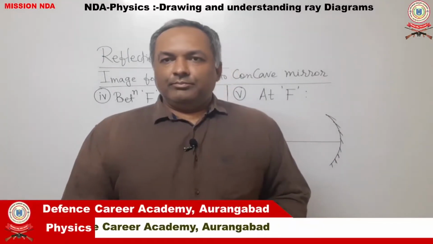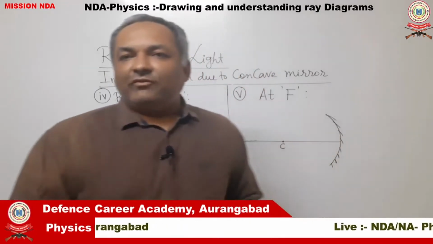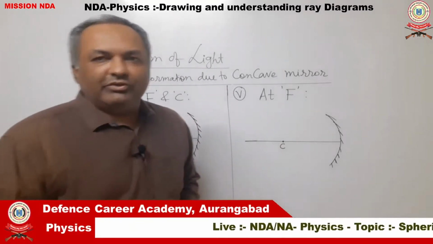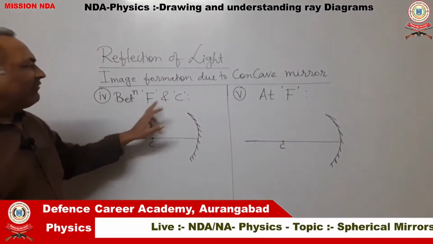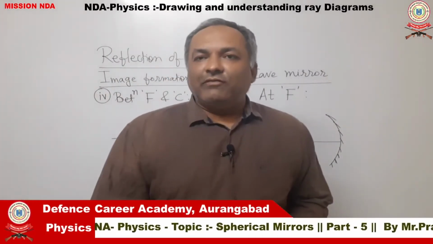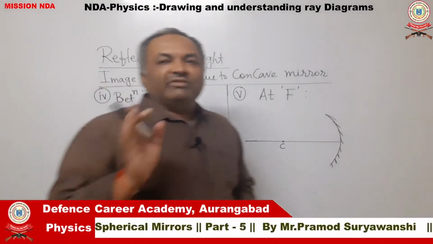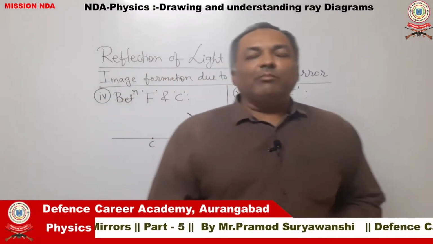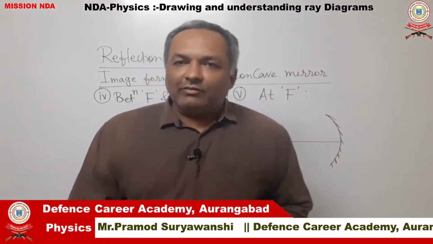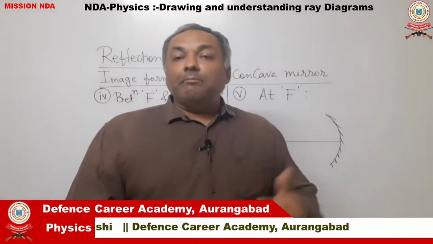Hello cadets. Now let's continue further the various types of image formations in case of a concave mirror. The next object position is when the object is between F and C, that is between the focus and the center of curvature. Now in this case, when the object is placed between focus and center of curvature of the concave mirror, the image is formed on the same side as that of the object.